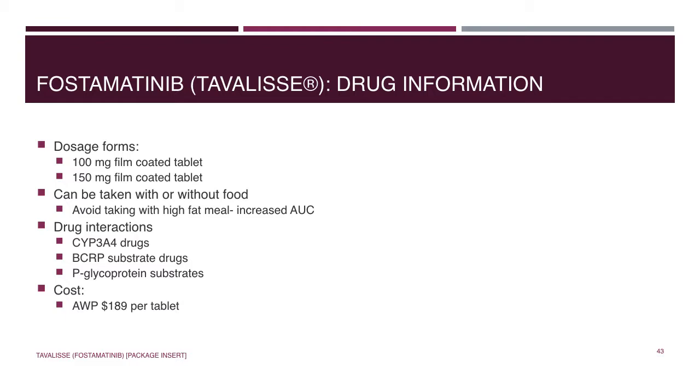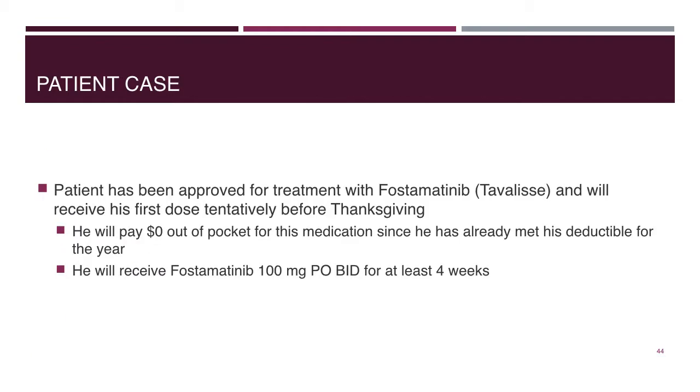The cost right now of Tavalisse is $189 per tablet. Looking back at our patient case, JM has been approved for treatment with fostamatinib and will receive his first dose tentatively before Thanksgiving. He's already met his deductible for the year, and so he will pay $0 out of pocket for this medication, and he'll receive the standard dose of 100 milligrams twice daily for at least 4 weeks.